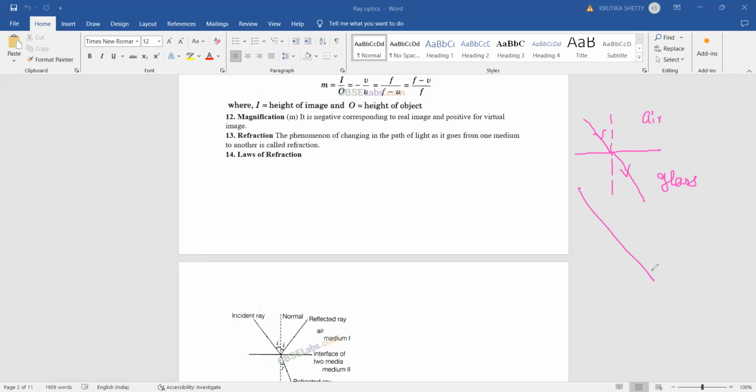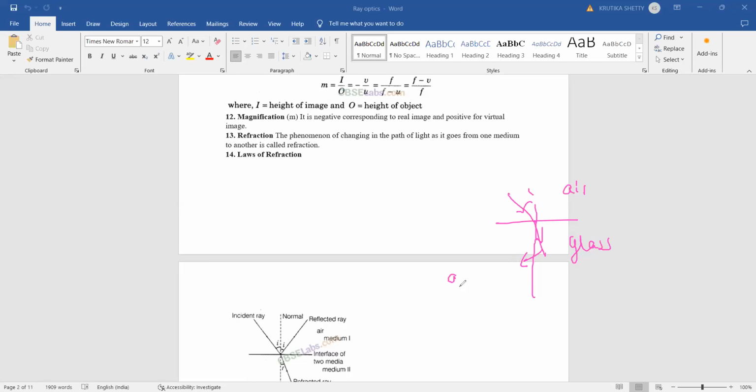It will not go in the same line, it will just take a different path. So this phenomenon is called what? Refraction of light. What kind of direction change it makes depends on the medium. For example, suppose you consider this is air medium, this is glass medium. So this is the incident ray, this is the refracted ray, this is the normal drawn. So when it is traveling from air to glass, it will bend towards the normal.